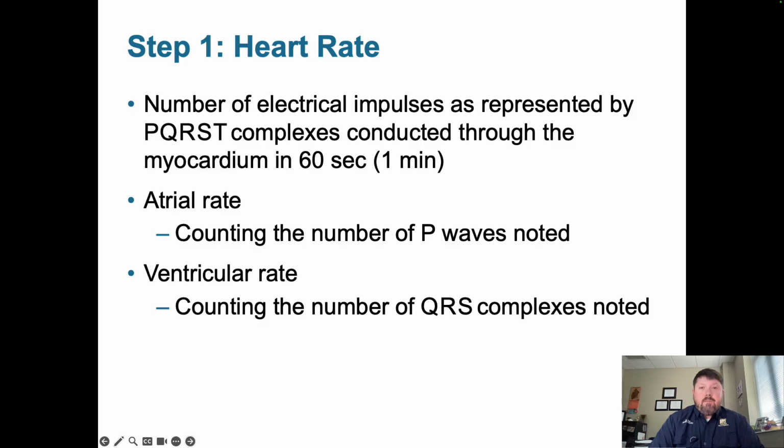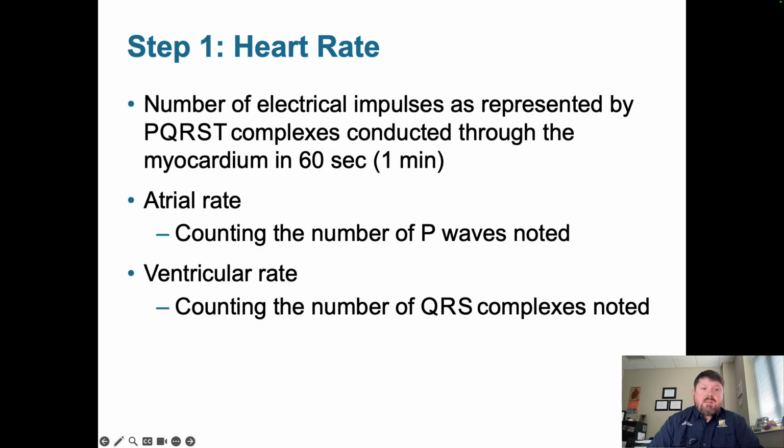So step 1, the heart rate. The number of electrical impulses is represented by the PQRST complexes conducted through the myocardium in 60 seconds, or 1 minute. Now remember, as long as the electrical system and the mechanical system are working together, anytime you see a QRS complex, that will produce a pulse.